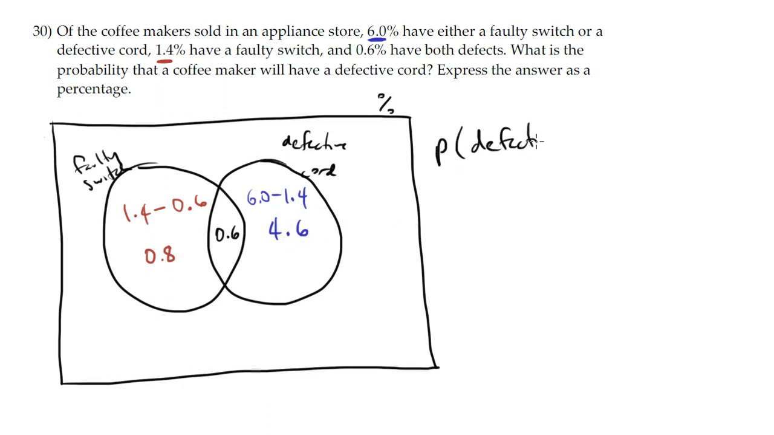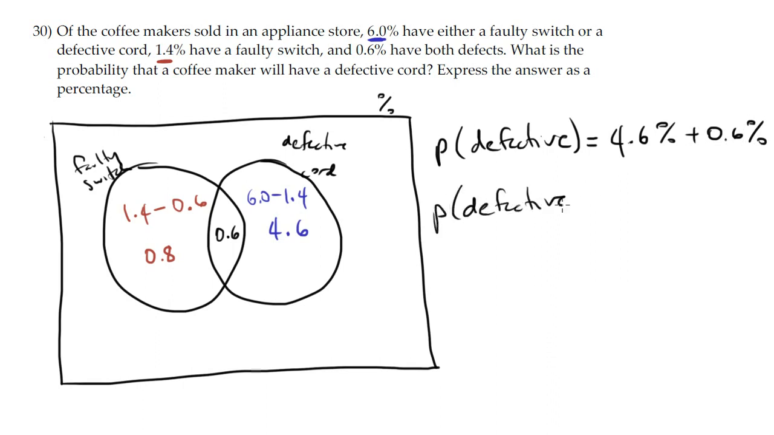4.6 is the probability that we just have a defective cord. So the probability that a coffee maker has a defective cord, we can't just use 4.6 now because these are people who only have a defective cord. But these 0.6 also have a defective cord, but they just have a faulty switch as well. So if we're adding everybody that has a defective cord, including those that have both, that's 4.6% plus 0.6%. So the probability of having a defective cord is 5.2%.